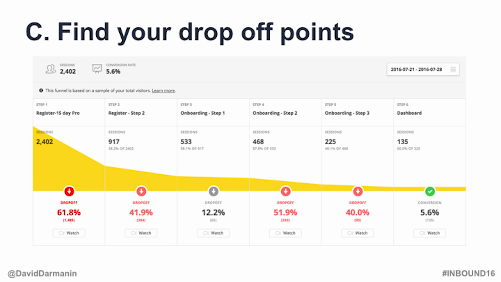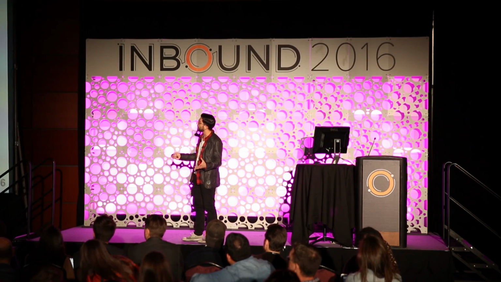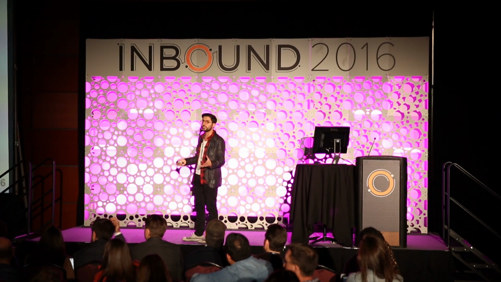And you'll notice what's interesting, we were kind of shocked by this, is that we have a lot of drop-offs on the registration, the first step. So as people arrive on Hotjar and they go to sign up, a lot of them are dropping out, right? So this was the most important step for us to focus on as opposed to other steps.